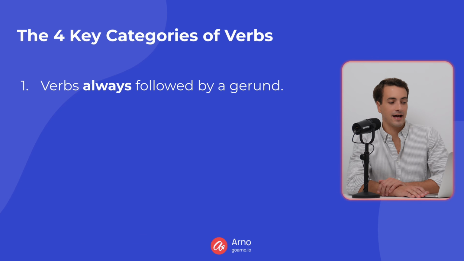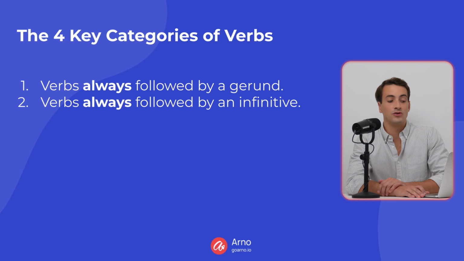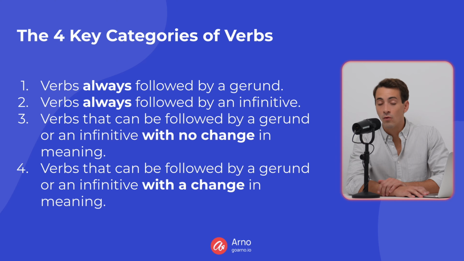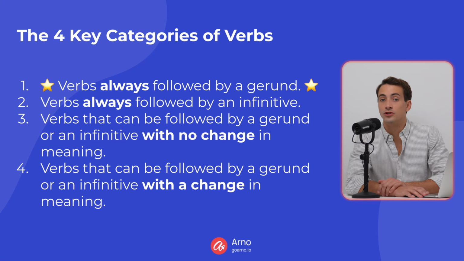The first category is verbs always followed by a gerund. The second category are verbs followed by an infinitive. The third category are verbs that can be followed by a gerund or an infinitive with no change in meaning. And fourth are verbs that can be followed by a gerund or an infinitive with a change in meaning. In this lesson, we're just going to look at the first category, verbs always followed by a gerund.